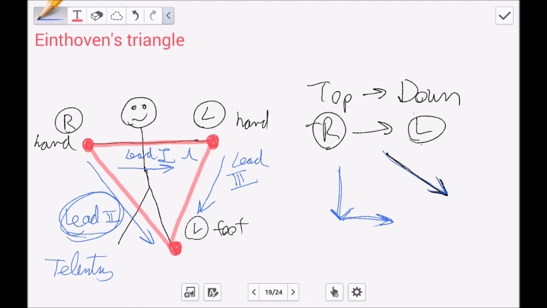However, what would indicate if lead 1 was negative? If lead 1 was negative, or had a negative deflection, we know that the current is flowing backwards. Same as lead 2. If lead 2 is negative, then we can say that the electricity is flowing backwards from the left foot to the right hand instead of the other way around. And the same thing applies for lead 3.